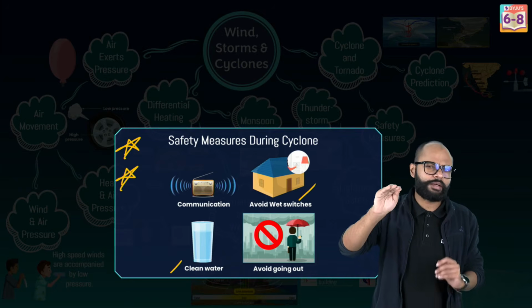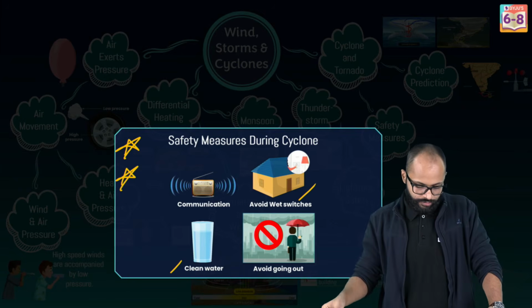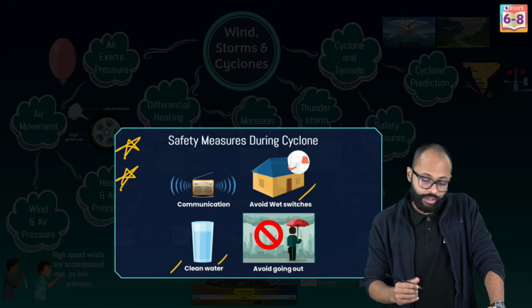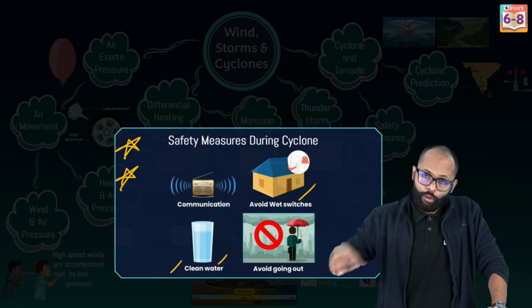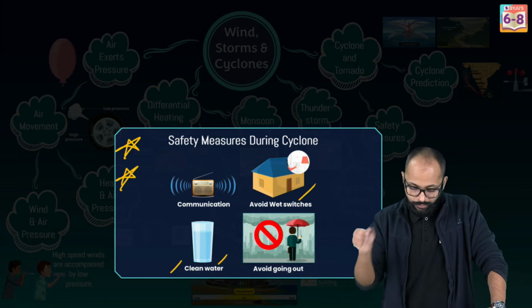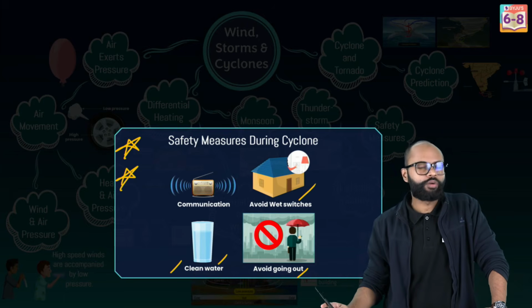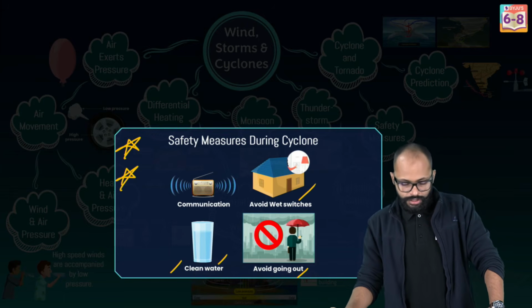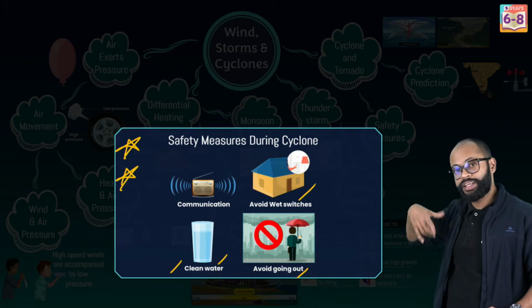साफ पानी पीने का कम से कम भर के रख के रखते हैं. That's important, right? Clean water. Make sure you have clean water, because after cyclones, there is a whole lot of diseases which are spreading because of like cholera, typhoid, ये सब होता है, right? Clean water बच्चों important है. Avoid going out, don't go out. It's important, right? So these are the safety measures we need to take care of during a cyclone.